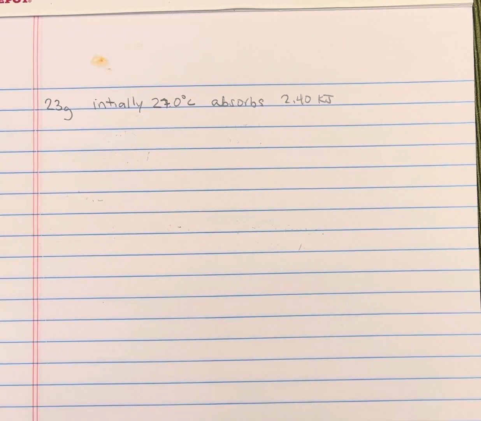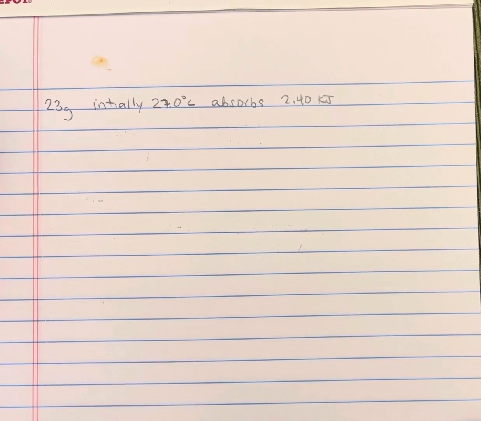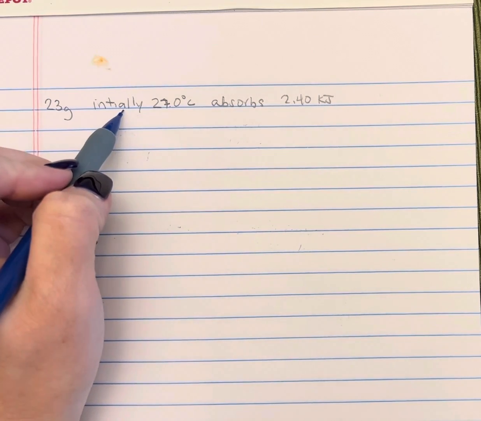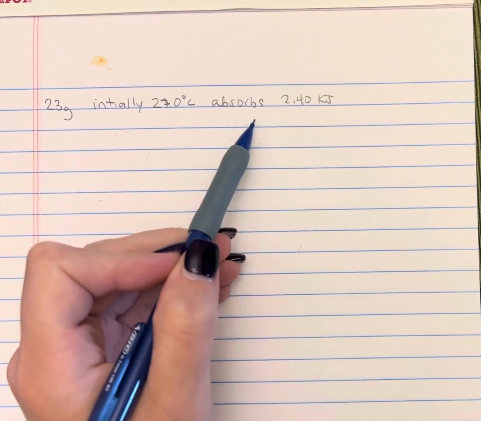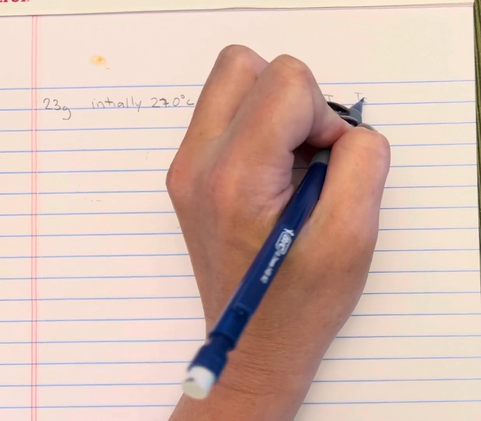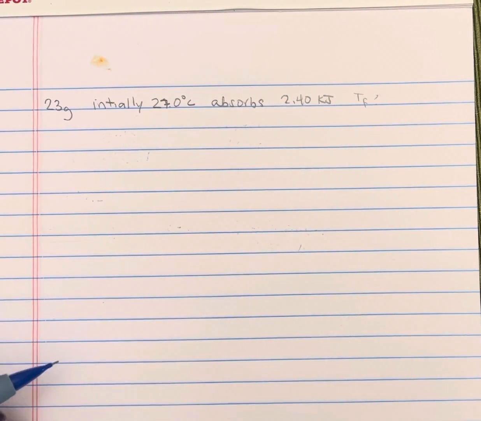So here's a question from Mastering in Chapter 7 on thermodynamics or thermochemistry. We're given 23 grams of a substance that's initially at 27 degrees, and it's going to absorb 2.40 kilojoules of heat, and we're asked to find the final temperature. There are several substances, so this is where you're going to have to look in the book. I can't remember what page it's on, but to find that table of specific heats in Chapter 7.